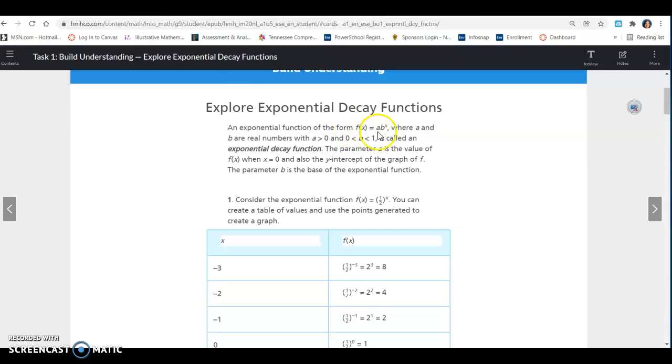Alright, so exponential function you've seen, remember, a is going to be your y-intercept, b is your base, and when it's between 0 and 1, it's exponential decay. So that is important. That's basically your definition of exponential decay function.